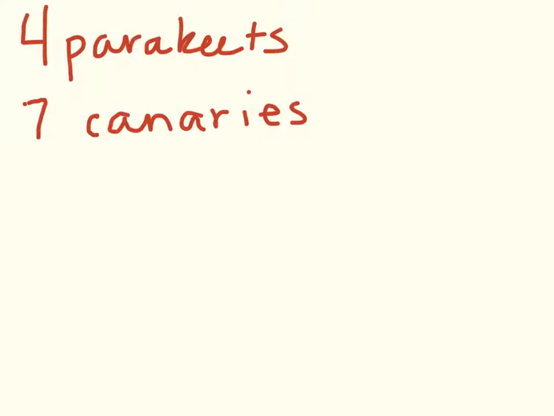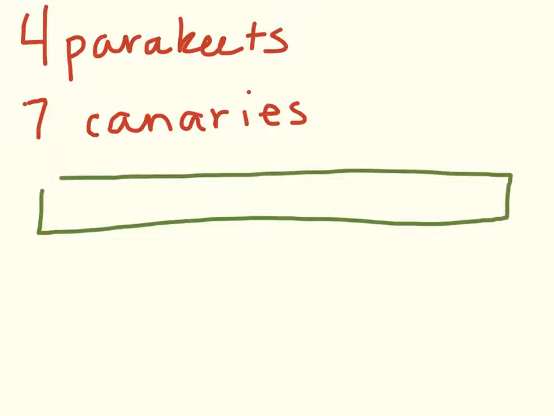Back to our pet store. Let's say that the birds in our pet store are parakeets and canaries. There are 4 parakeets and 7 canaries. Let's find the ratio of the number of parakeets to the number of canaries. The first technique would be to use a two-part model, in which we would draw one bar that represents all of our birds.